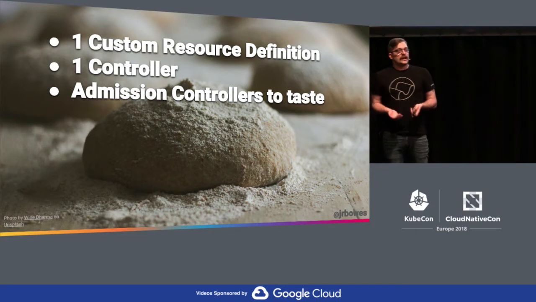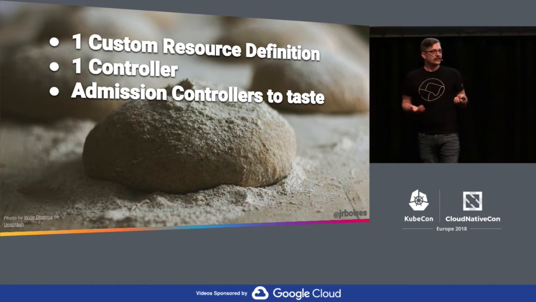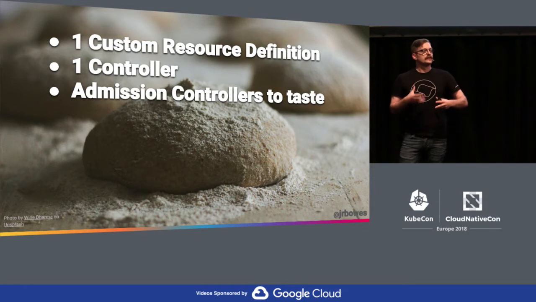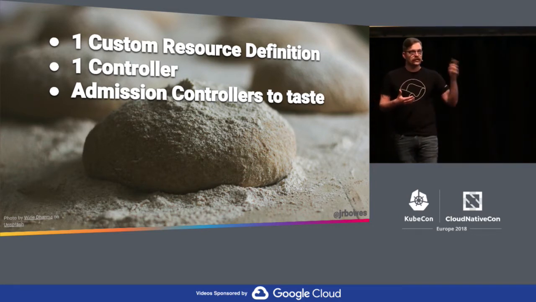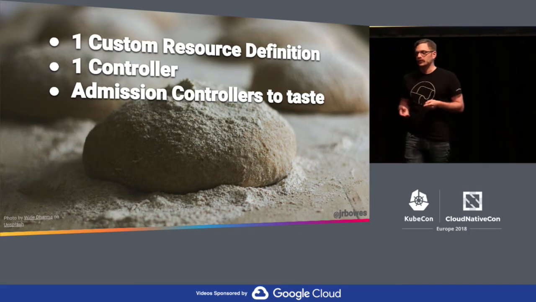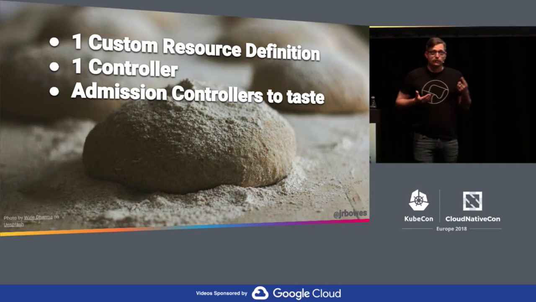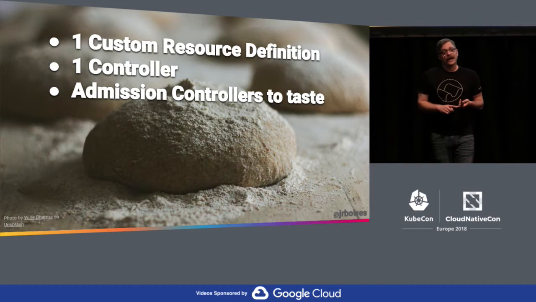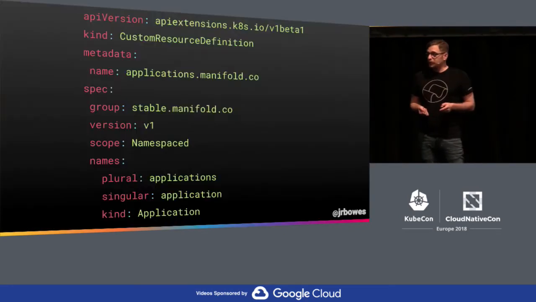So what we did was we said, hey, we're going to make our own custom resource definitions, and we're going to build a controller to handle this. So we're going to model our specific logic around our services as CRDs, and we're going to handle that template expansion in Kubernetes itself. So the recipe for this is you need a custom resource definition, you need a controller, and then you can add admission controllers to taste.